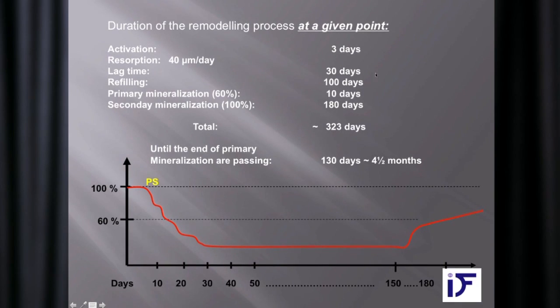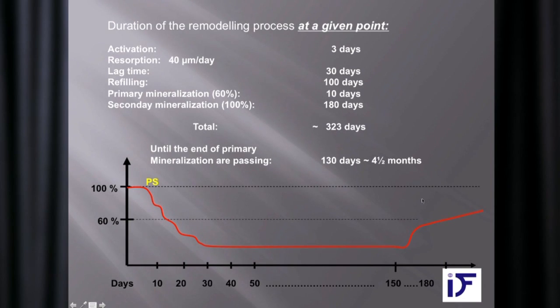The lag time, this is the time between the osteoclast resorption and the new formation of the matrix, is 30 days. So for 30 days nothing happens. During those 30 days, of course, the osteoclast front is moving on. Then the refilling starts. The refilling, this is the production of the matrix. Then we see a primary mineralization, which takes 10 days.